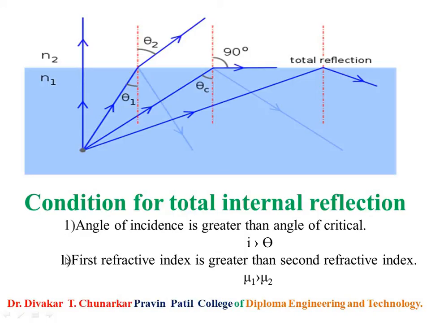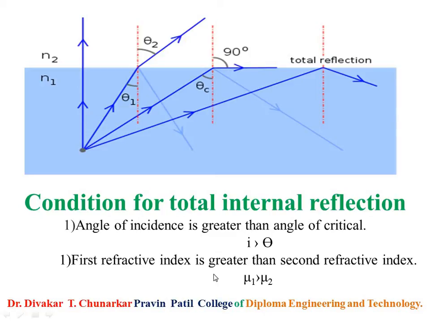The first refractive index is greater than the second refractive index. So here mu1 is greater than mu2. These are the two conditions, and these two conditions are very important for your examination. You have to be able to state the conditions of total internal reflection. I can write this mathematically: i greater than theta c and mu1 greater than mu2.